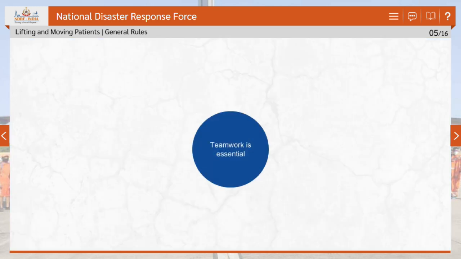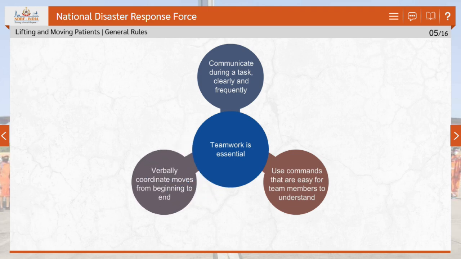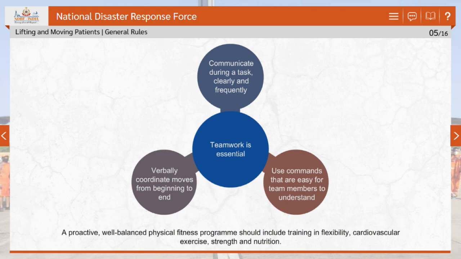Teamwork is essential. Communicate during a task, clearly and frequently. Use commands that are easy for team members to understand. Verbally coordinate moves from beginning to end. A proactive, well-balanced physical fitness program would be helpful. It should include training in flexibility, cardiovascular exercise, strength and nutrition.